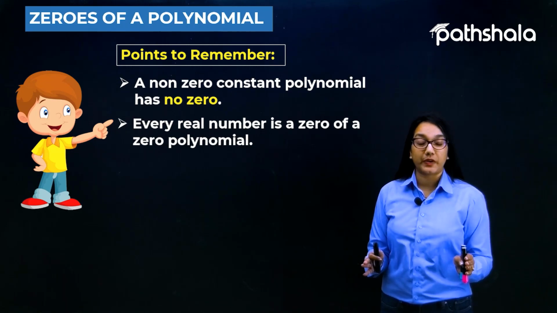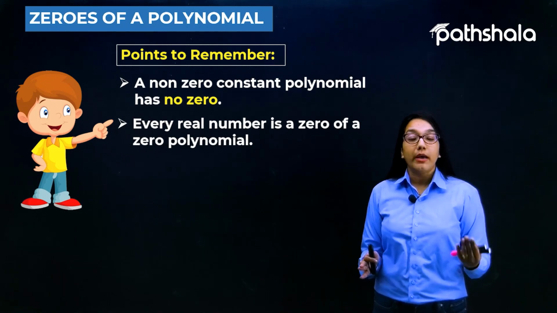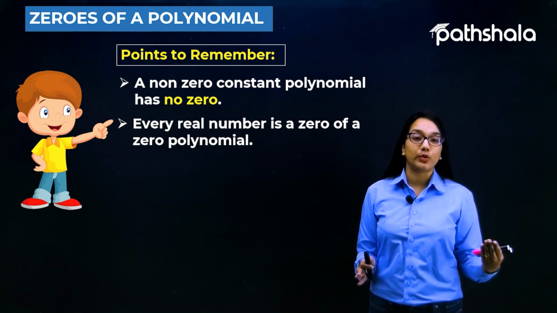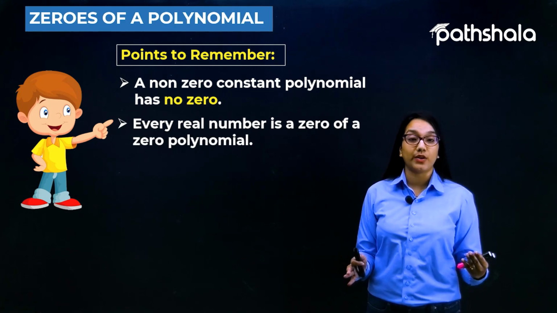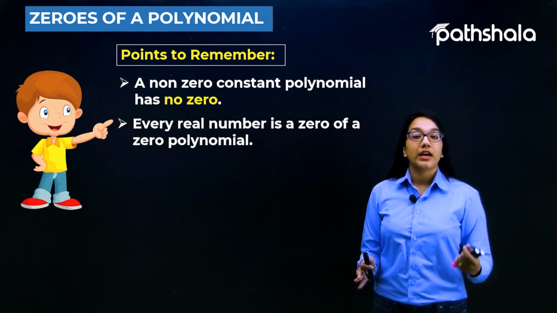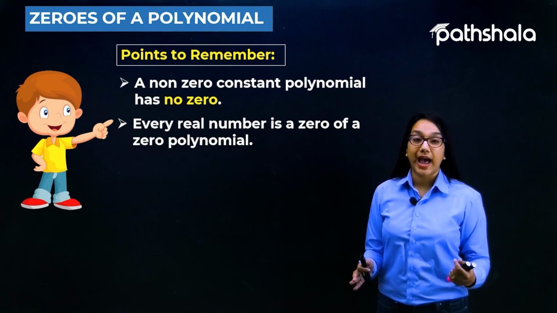You can take any example, p(x) = 2, p(x) = 3, p(x) = 4. For any value of x, the answer always remains a non-zero value. So hence any non-zero constant polynomial has no zero.